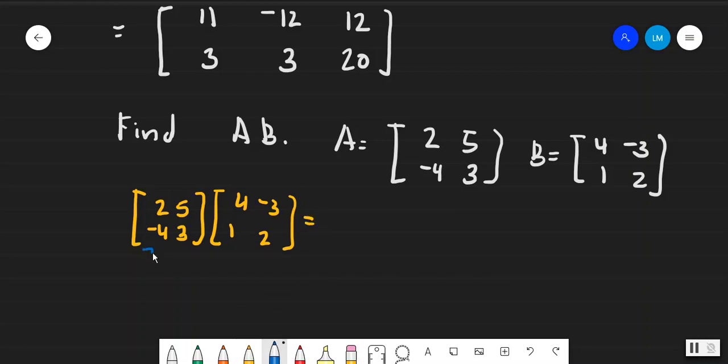Of course, this is a 2 by 2, this is a 2 by 2, so we should expect that this is going to be a 2 by 2. But remember that if the dimensions over here did not match, then there wouldn't be anything to do.